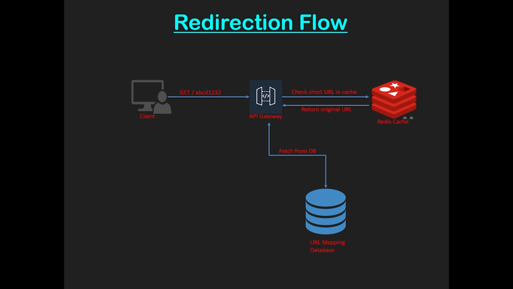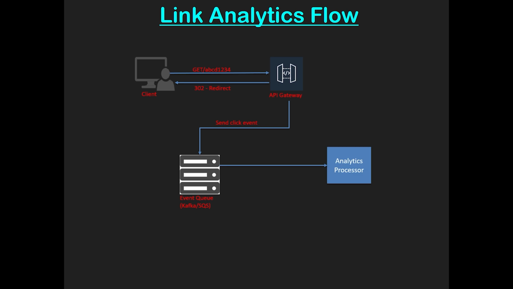Now the redirection flow. The client hits the short URL. Okay, the gateway checks Redis. If cache hit, return 302. If cache miss, query the database, update Redis, and redirect to the long URL. Now let's see the analytics flow quickly. The gateway logs the click event to the message queue, and the analytics processor consumes events and stores data in the analytics database. Okay, and all done asynchronously because performance matters, and we are not clingy.